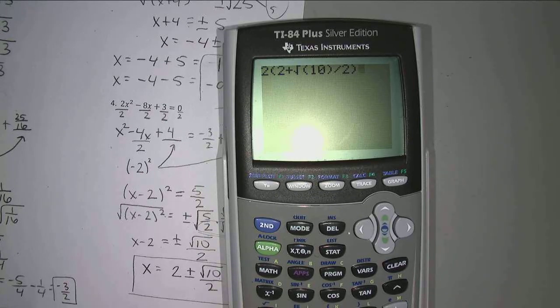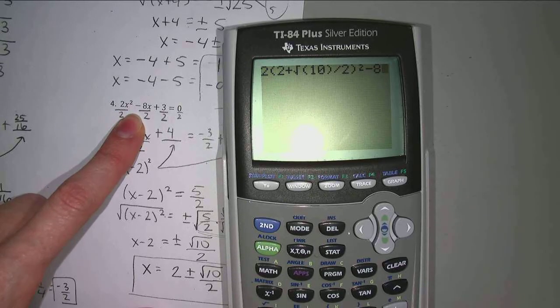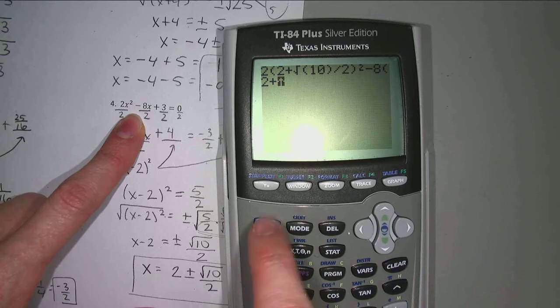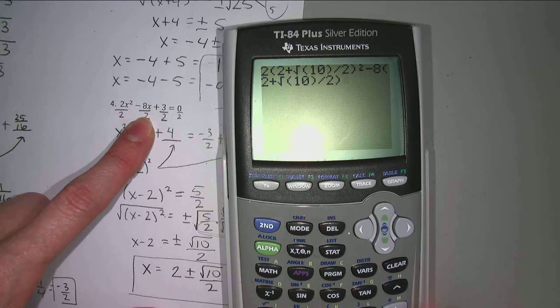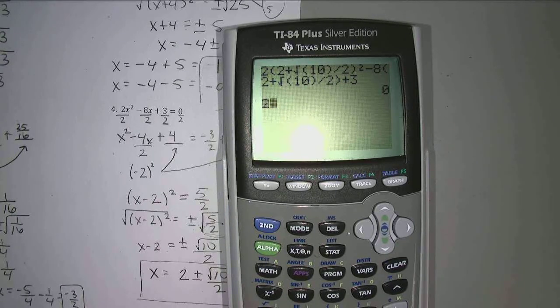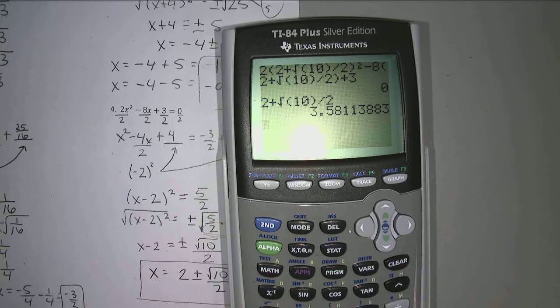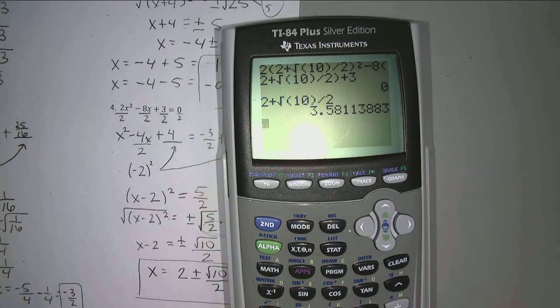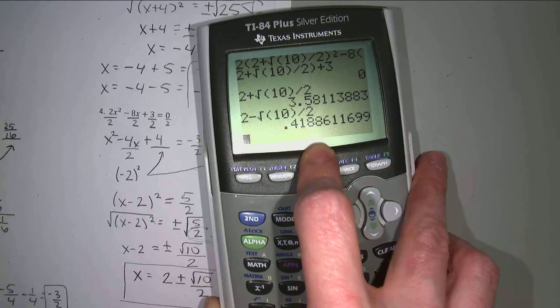Divided by 2, what do I need to do to it? I need to square it. Minus 8 times x, which again is 2 plus the square root of 10. Close off the square root of 10 and divide that by 2. Plus 3. And when I hit enter, I hope I have 0. And I do. And again, they're ugly answers. Let me see what 2 plus the square root of 10 is. It's 3 something, okay? So it is a number. So 3.5-ish, when we put it in here, gets us our answer. And then 2 minus that is not quite a half. It's 0.4, okay?